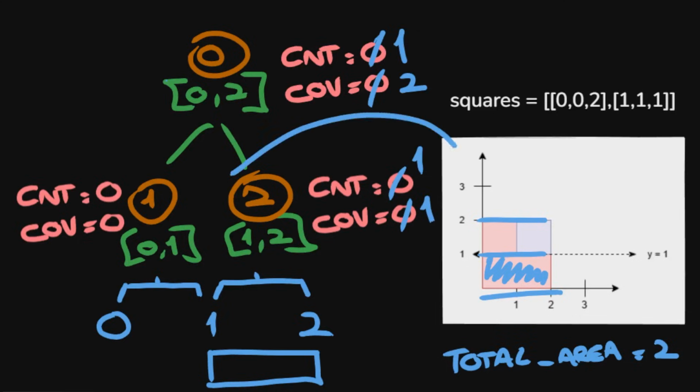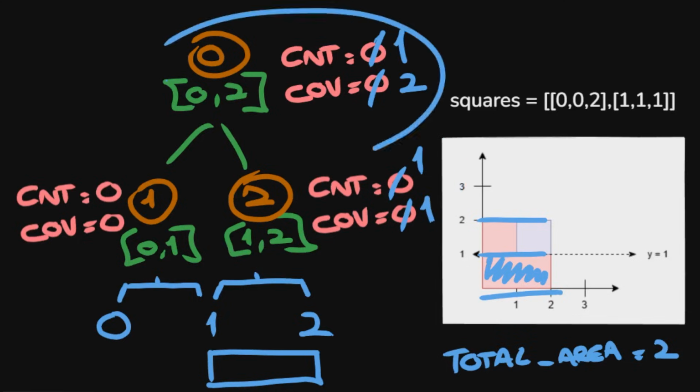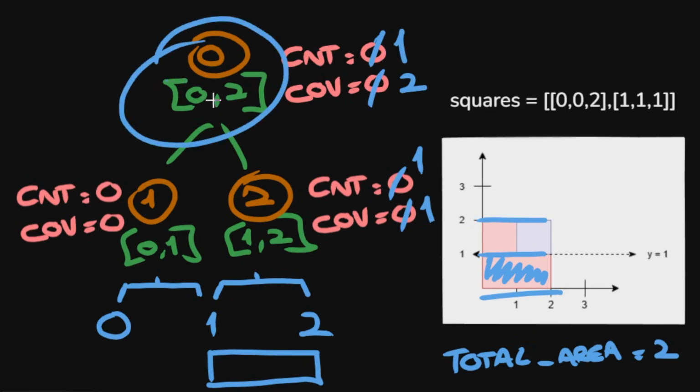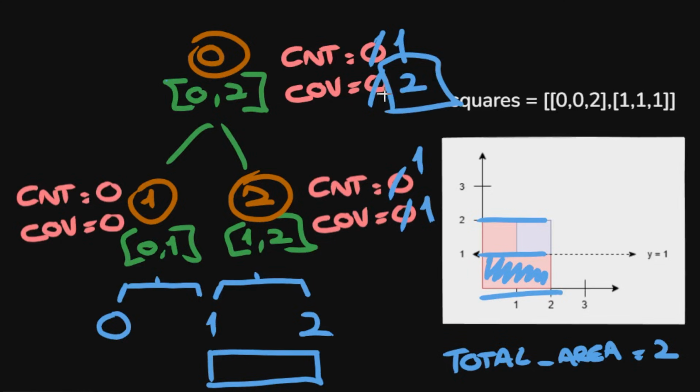And maybe after updating this node, we should update the root. But that's not the case here, because we have one square that's covering the root. And the segment of the root is greater than the current segment, so we can leave this as it is. The covered value here stays at 2. And you can see why here in this drawing. The covered value up to this point stays at 2 because we still have this base. And this is represented here. We have one square that covers a length of 2.